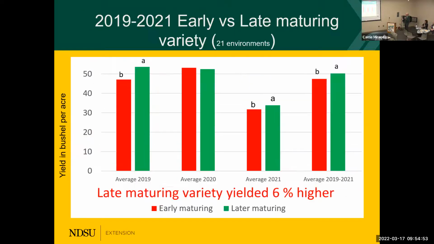But still, we need to look at it over a long period of time. Across 21 environments here, we yielded 6% higher in the later maturing versus the earlier. Again, that confirmed what we found from the farmer fields. So if it is 6% higher, and we had a three digit difference from an 05 to an 08, per digit, it would have made about 2% difference. So I'm not saying that farmers should just go out and plant a very late maturing variety. No, it still needs to be adapted to the region. But if you can plant a later maturing variety, you may get some yield increase potential.